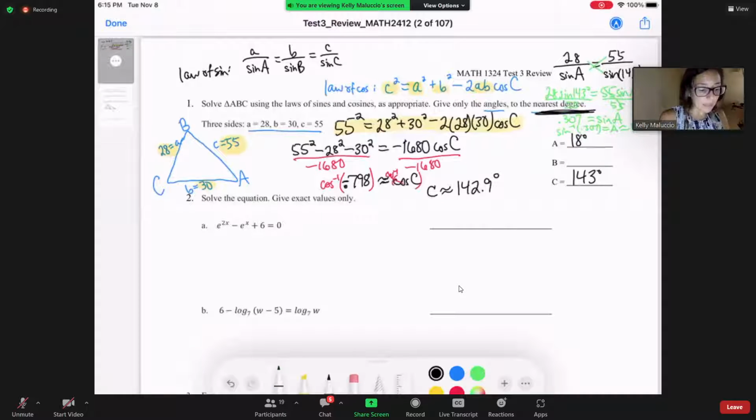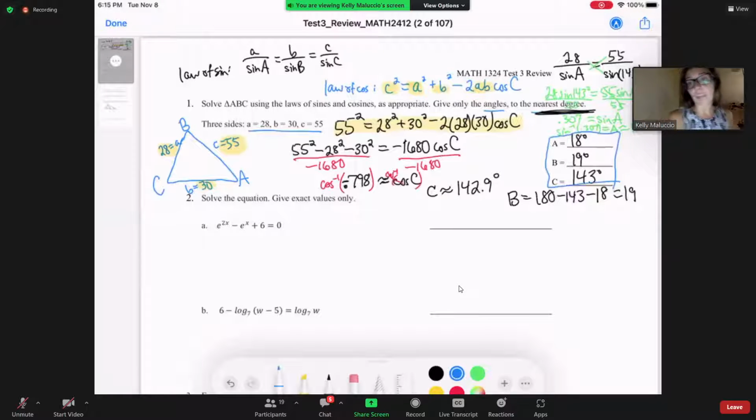Okay, now to get B, I'm just going to do 180 minus 143 minus 18. And that should be 19 degrees. And so now these should be all of my angles.